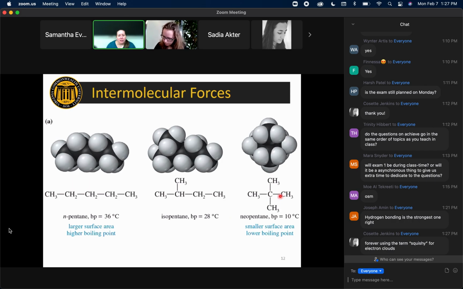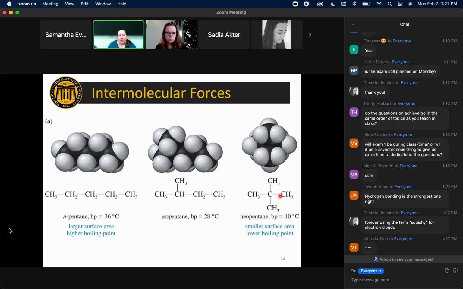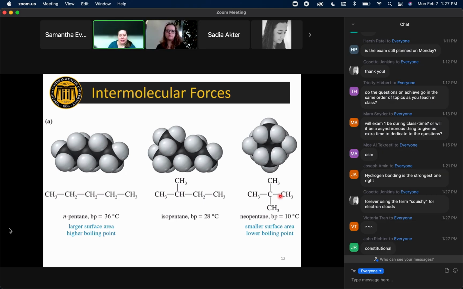These three molecules here are all pentanes, right? So are they isomers, these three molecules? What does it mean to be an isomer? Same overall molecular formula. So it turns out these three are all isomers. They all have the molecular formula C5H12, but their bonding order is different. So the arrangement of bonds within each molecule is different. So what kind of isomers are these? Constitutional. Nice. Yeah, these are constitutional isomers.